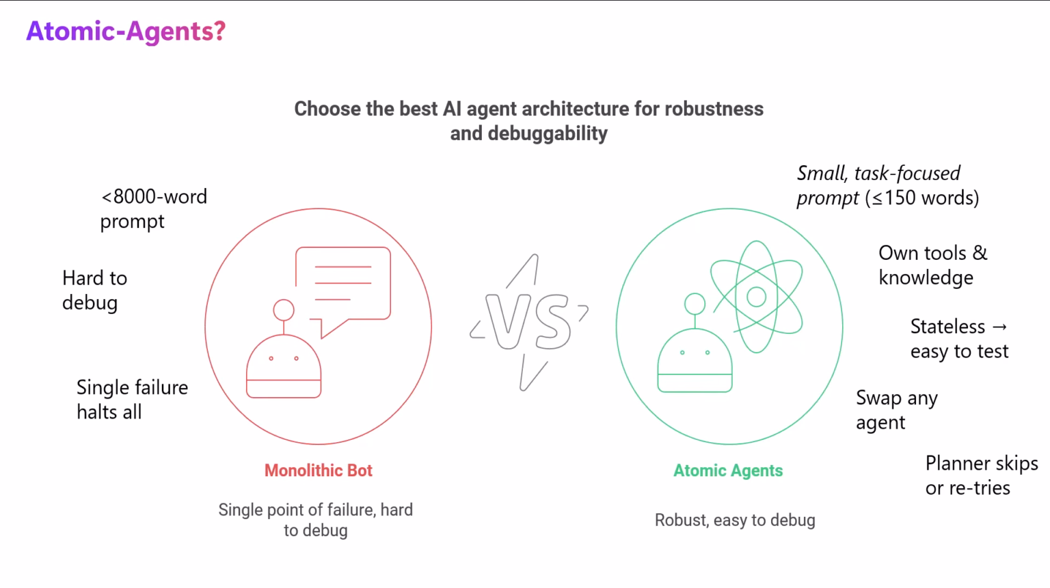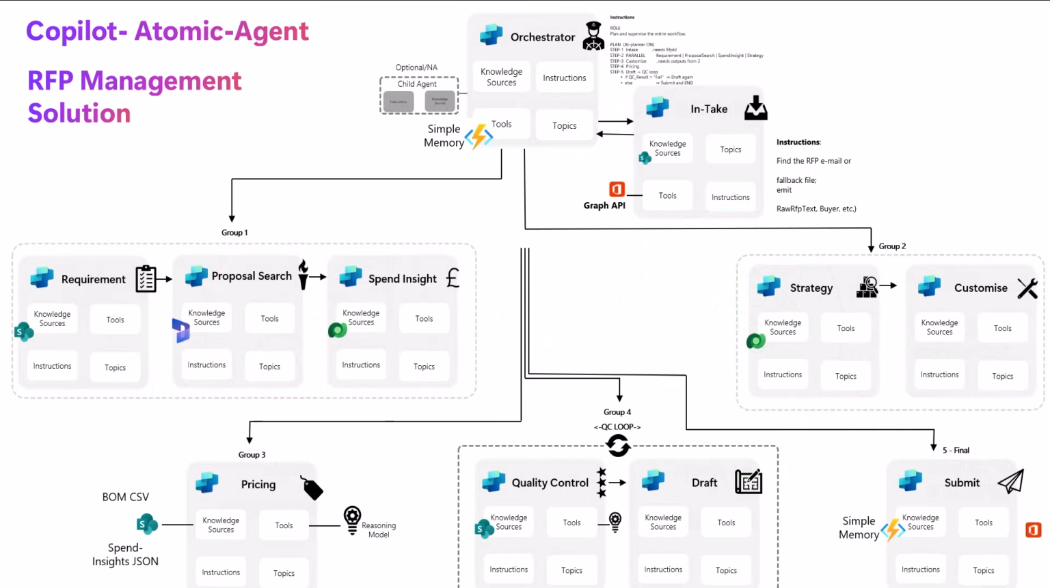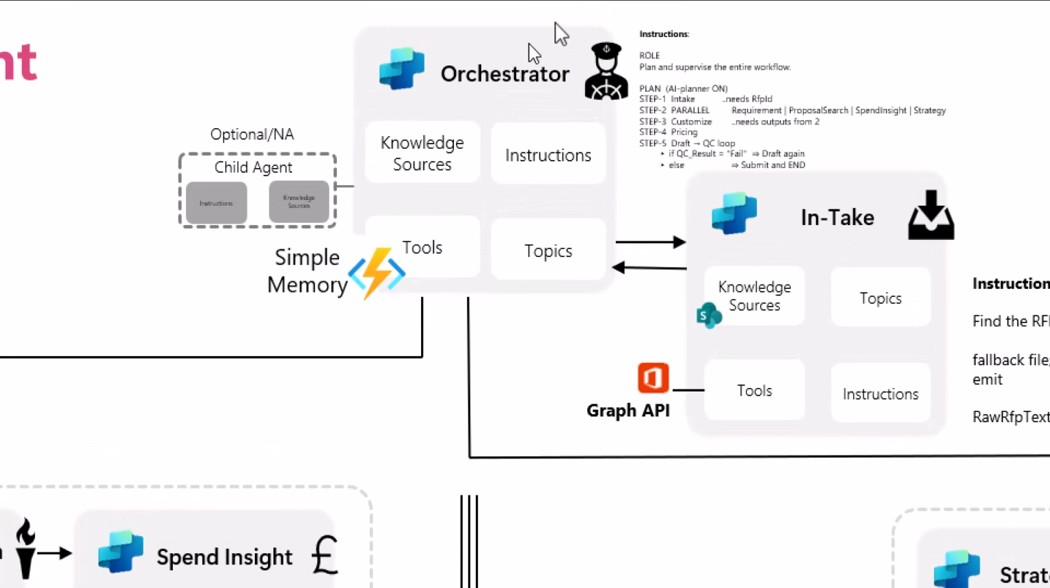Now, brace yourself. The next slide is a little bit busy, but this is what I've been working on over the last couple of days, breaking down all of the specific needs that an RFP management team actually needs to do. So again, this isn't verbatim, but at the very top we've got our orchestrator, our planner. And if I zoom in slightly here, you're able to see that each of these agents all have their own knowledge sources, their own instructions, their own tools. I'm not using topics within here.